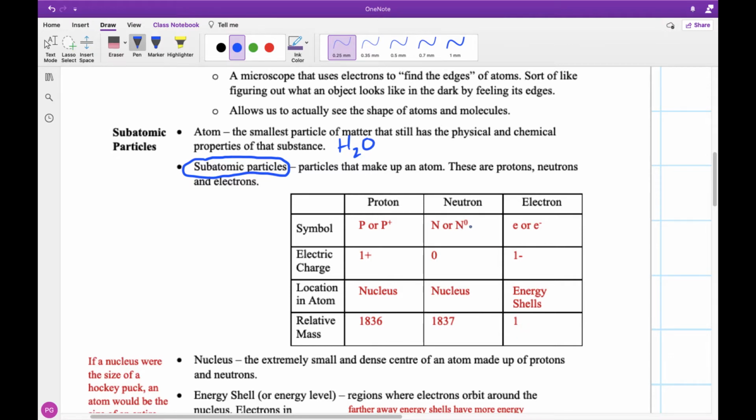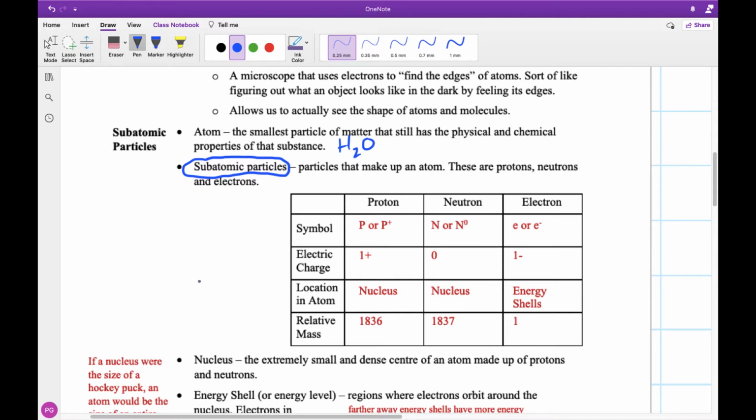Similarly, the neutron has no electric charge. It's in the nucleus, and it is just ever so slightly bigger than a proton. An electron, E or E-, has a negative charge, and it's outside of our nucleus. It's in the energy shells, and it has a really tiny mass compared to our proton and our neutron.